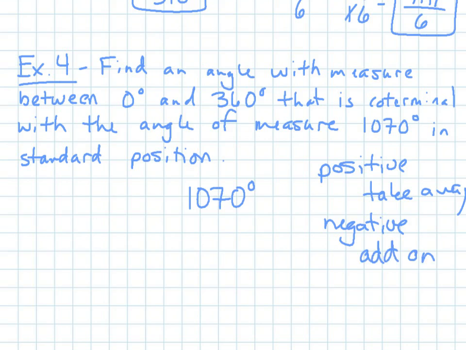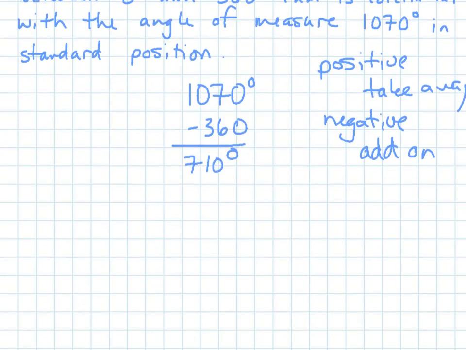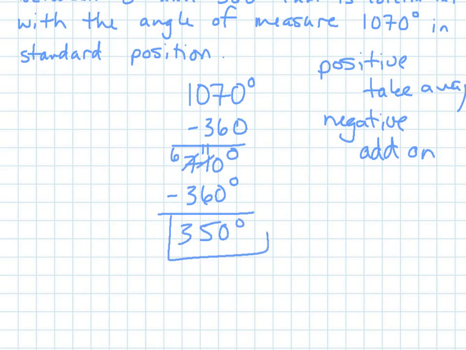So like in this case, 1070 is greater than 360, so I need to take away 360 to get there. That gives me 710. Okay. Now I'll just continue to do this until I get to where I want to be. So I'll subtract another 360. That gives me 350. Oh, that looks like what I want. So 350 would be the coterminal angle of 1070 degrees.